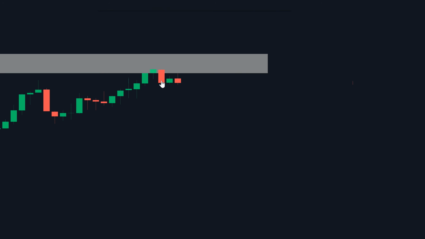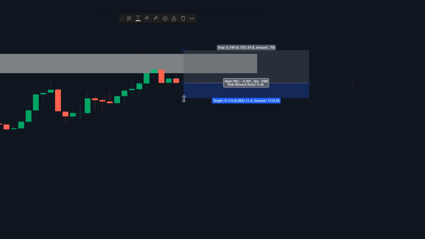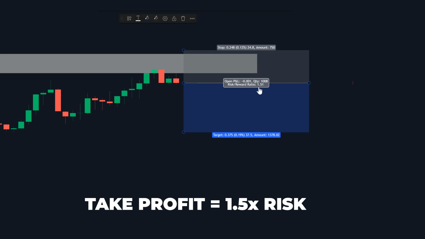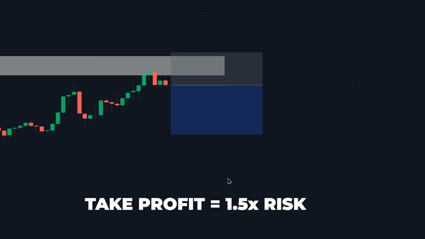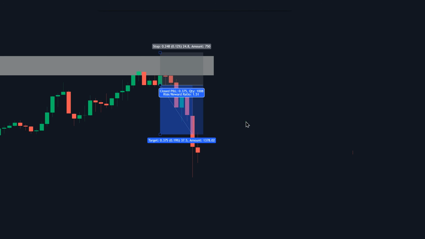With the retest at a high liquidity level confirmed, I take the short, set the stop loss just above the gray rectangle, and set the take profit at 1.5 times the risk. I let the trade run, and as you can see, ladies and gentlemen, the trade was profitable.